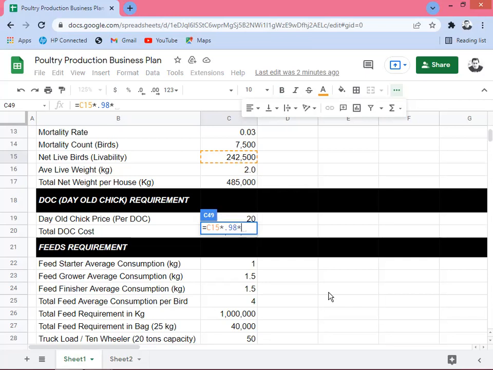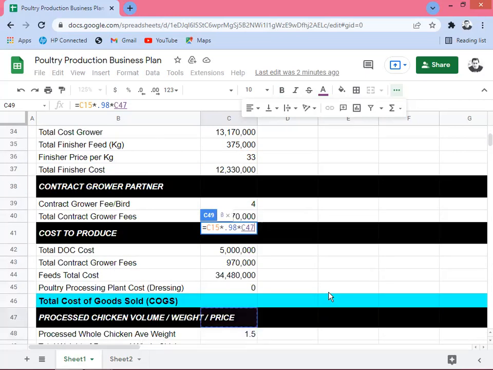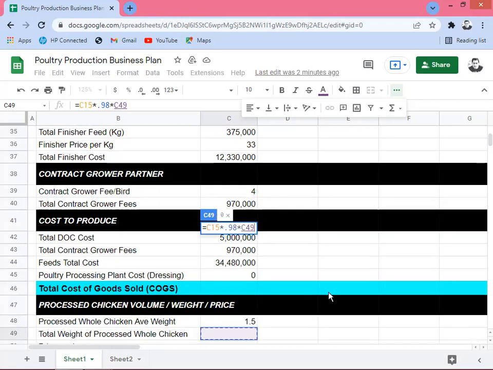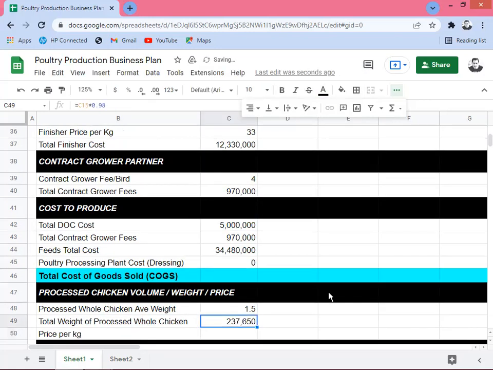So multiply by, what are we getting at? We're getting the total weight of processed whole chicken. We're not getting the price yet. Just this one, 98%. So the total weight of processed whole chicken would be 237,650. Then we're going to get our price.